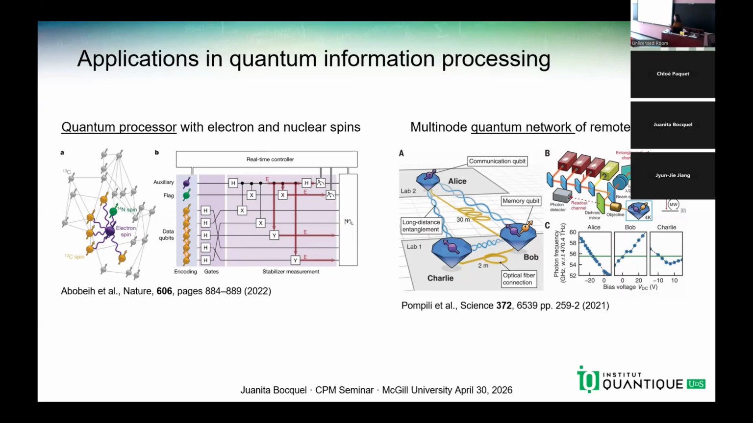The NV center, as I mentioned, is a natural spin-photon interface. So this allows you to create networks. That's another avenue of research.